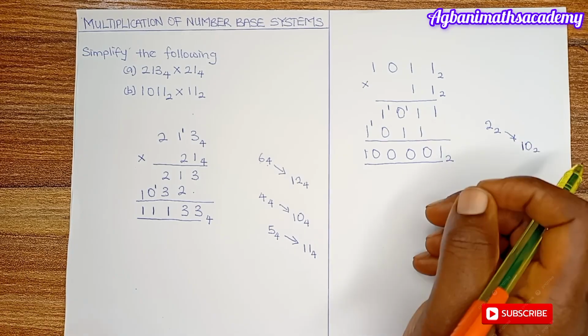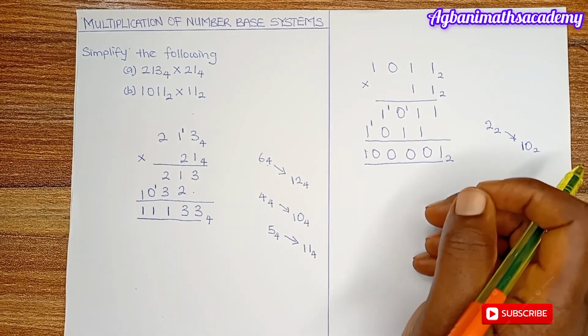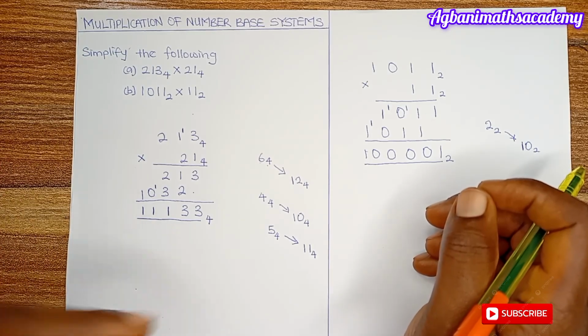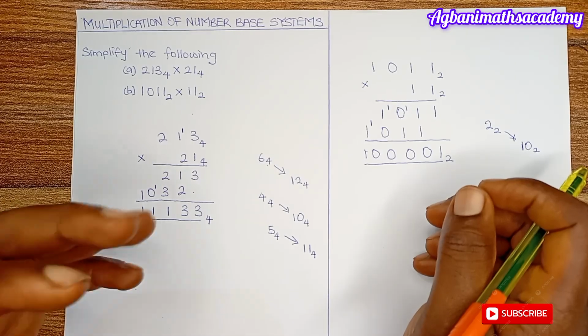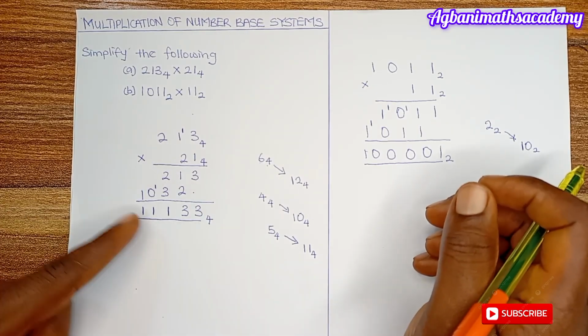Very simple. So this is a simple way of multiplying number-based systems. You must ensure that when you multiply two numbers, if the number is bigger than the number base you're working with, you have to reduce it to the correct form before writing it down.